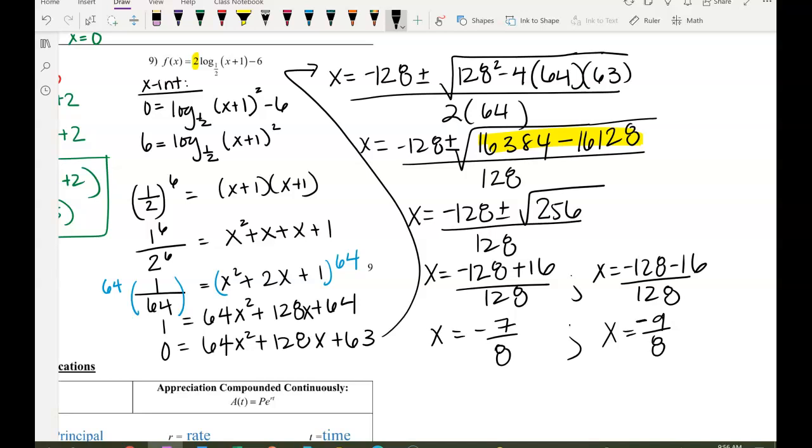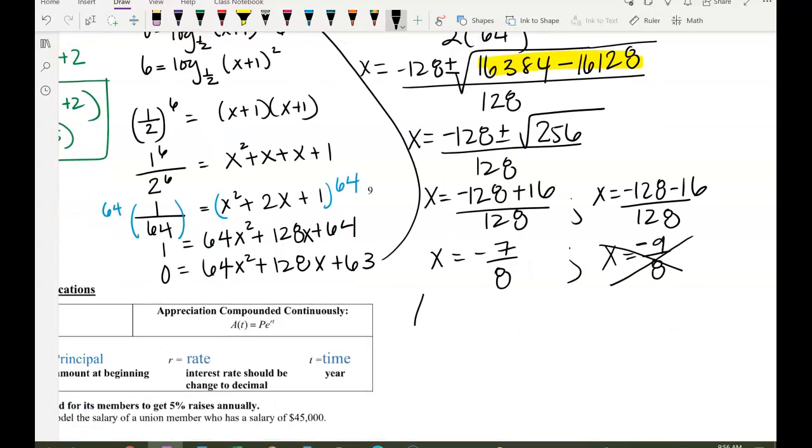Would it make our original expression negative? Yeah. Both of them would make a negative? The negative 9/8 would make a negative. The negative 7/8 plus 1, that's a positive. Would you guys agree? So we can only keep one of the two x-intercepts here. So this is an extraneous answer that we cannot keep. So one answer, negative 7/8, comma, 0.